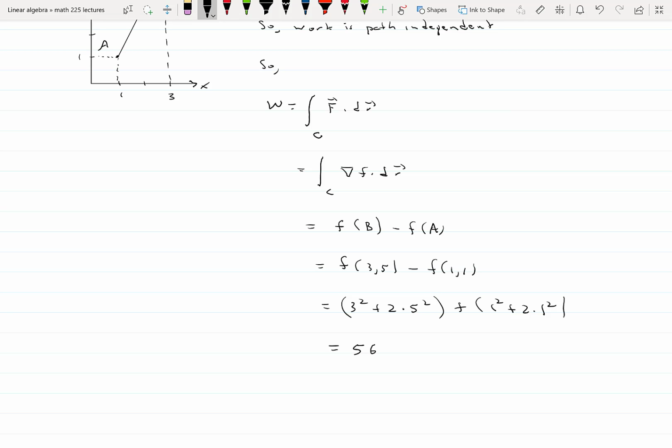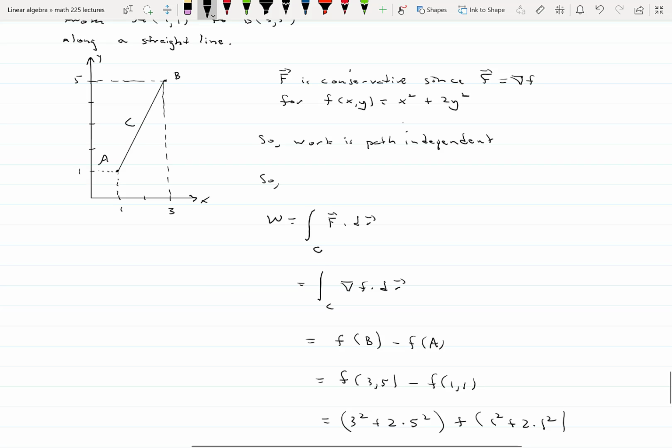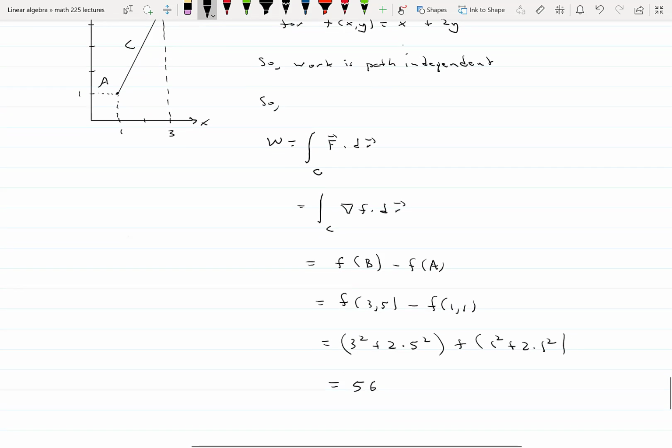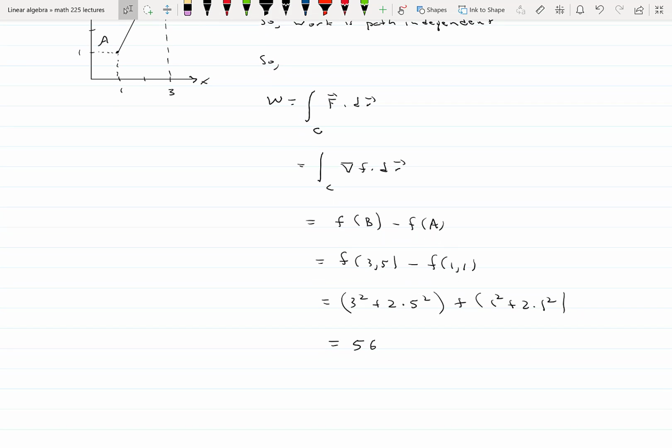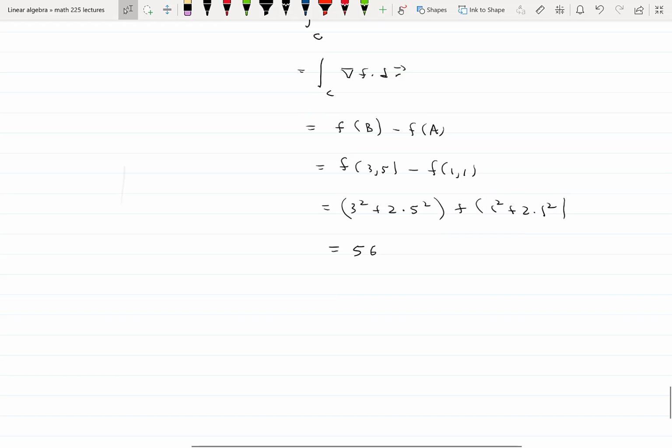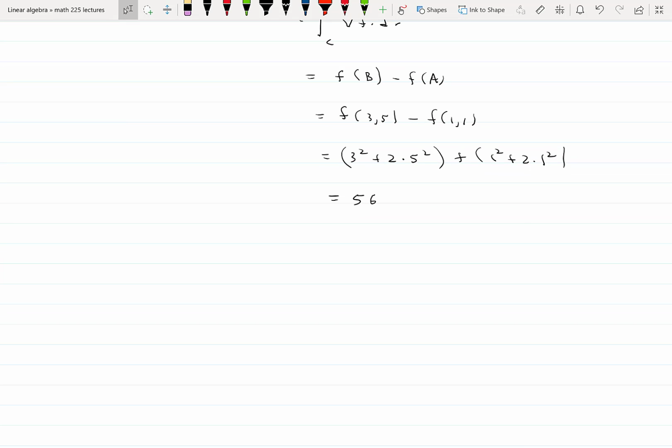I stated that it's a linear path. What if I just said the work along an arbitrary curve? If you're not with me, let's ignore the fact that we have a conservative force and see what would be involved here. Okay, so let's do that now.